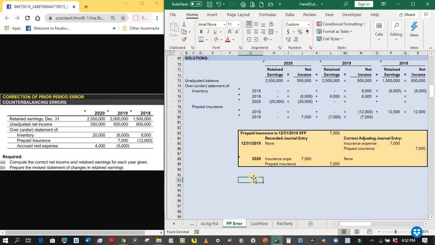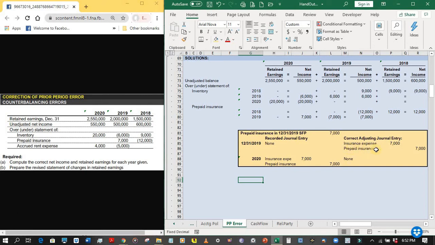So to better analyze the effect of the error in the prepaid insurance in 2019, let us look at the journal entries recorded during 2019 and 2020. So prior to the end of 2019, the prepaid insurance of the entity is overstated by 7,000 pesos. And this was overstated because the entity failed to record an adjusting entry at the end of 2019. And what is the adjusting journal entry that should have been recorded at year end? That is a debit to insurance expense and a credit to prepaid insurance.